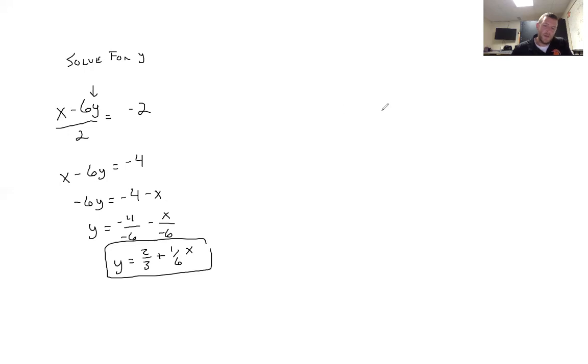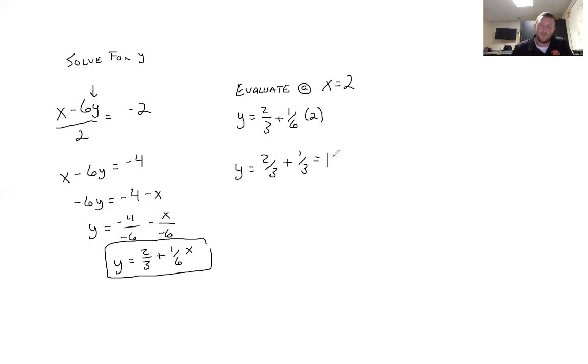Okay. Now the next one says evaluate at x equals 2. So just plug it in for x. So y is equal to 2/3 plus 1/6 times 2. Again, when you multiply this, you only multiply by the top. So y is equal to 2/3 plus 2/6, which is 1/3. 2/3 plus 1/3 is equal to 1. So your answer is 1.